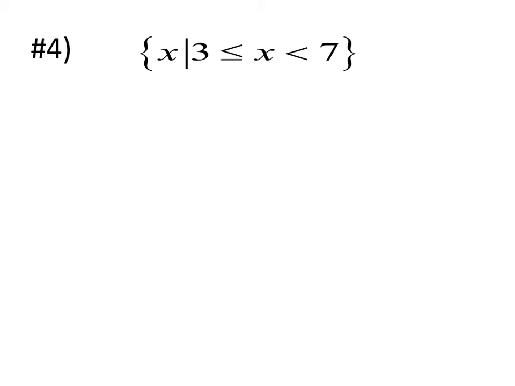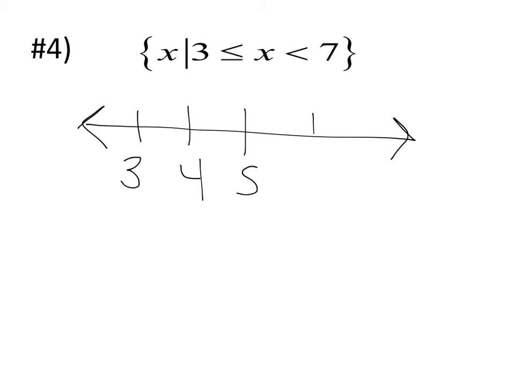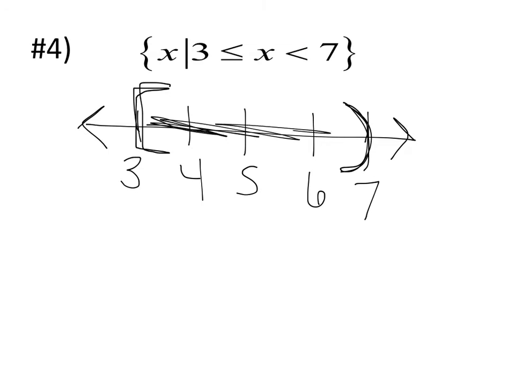Okay, here we have x is a set of numbers such that 3 is less than or equal to x, which is less than 7. Remember, don't overthink it. X is between 3 and 7. So draw your number line. 3, 4, 5, 6, 7. At 3, make a bracket because it's less than or equal to. At 7, make a parenthesis and shade in between them. X is in between them, so shade in between them.